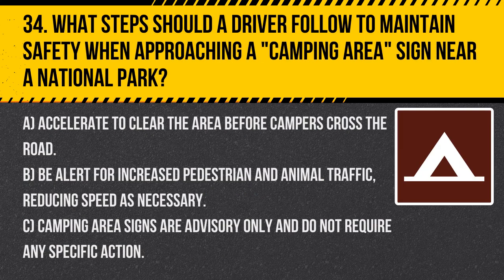Question 34. What steps should a driver follow to maintain safety when approaching a camping area sign near a national park? A. Accelerate to clear the area before campers cross the road. B. Be alert for increased pedestrian and animal traffic, reducing speed as necessary. C. Camping area signs are advisory only and do not require any specific action.